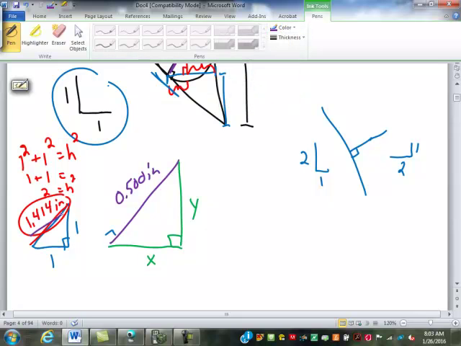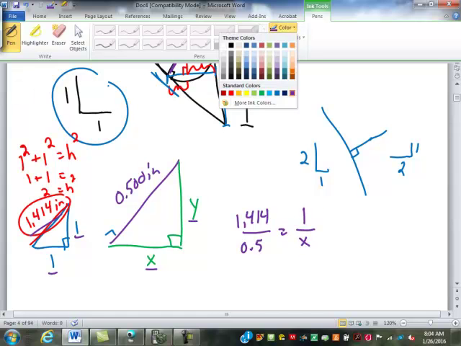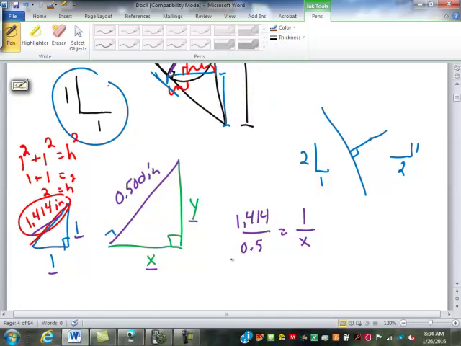So now that I have that, I can find x and y. Well, first of all, this is 1-to-1. X and y are equal, aren't they? I could find them separately, but I don't have to. Once I know one, I know the other. So 1.414 relates to 0.5 in the same way that 1 relates to x. I'll cross multiply and divide. 1 times 0.5 is 0.5 divided by 1.414 is 0.354, we're going to call it.